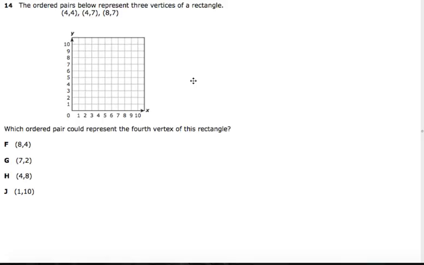14. The ordered pairs below represent 3 vertices of a rectangle. Which ordered pair could represent the 4th vertex of this rectangle? F. (8, 4), G. (7, 2), H. (4, 8), J. (1, 10).